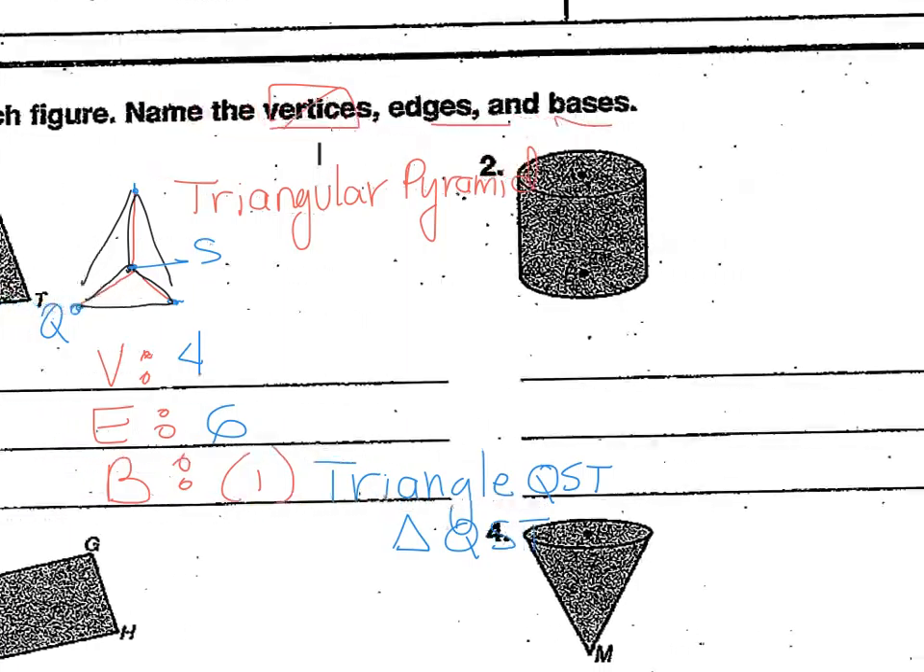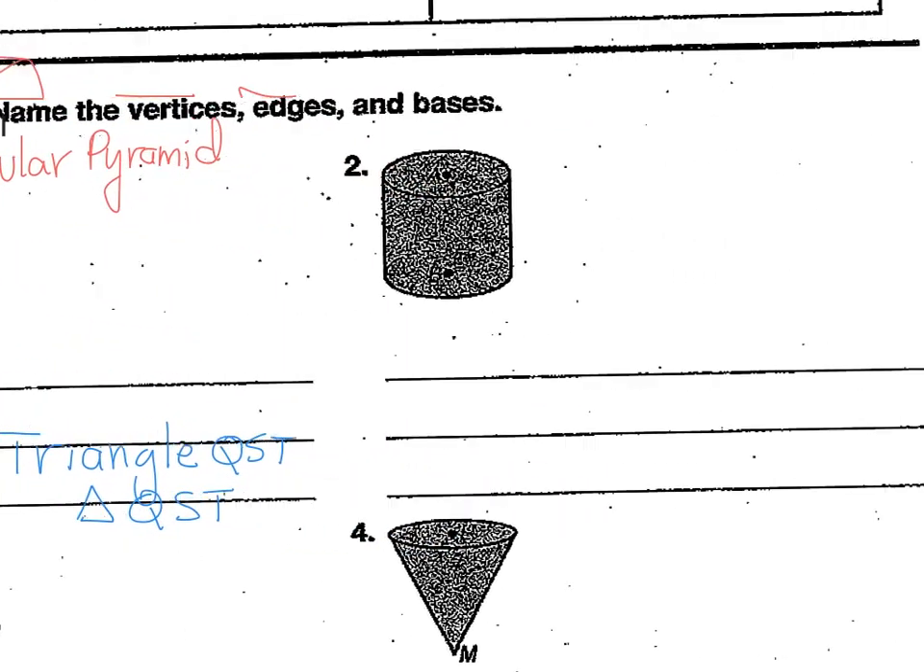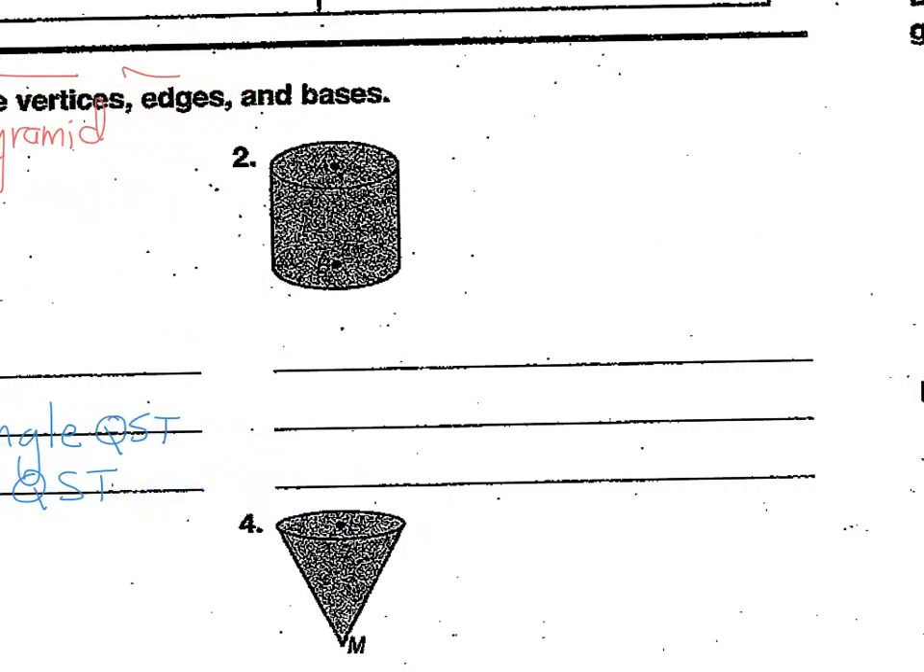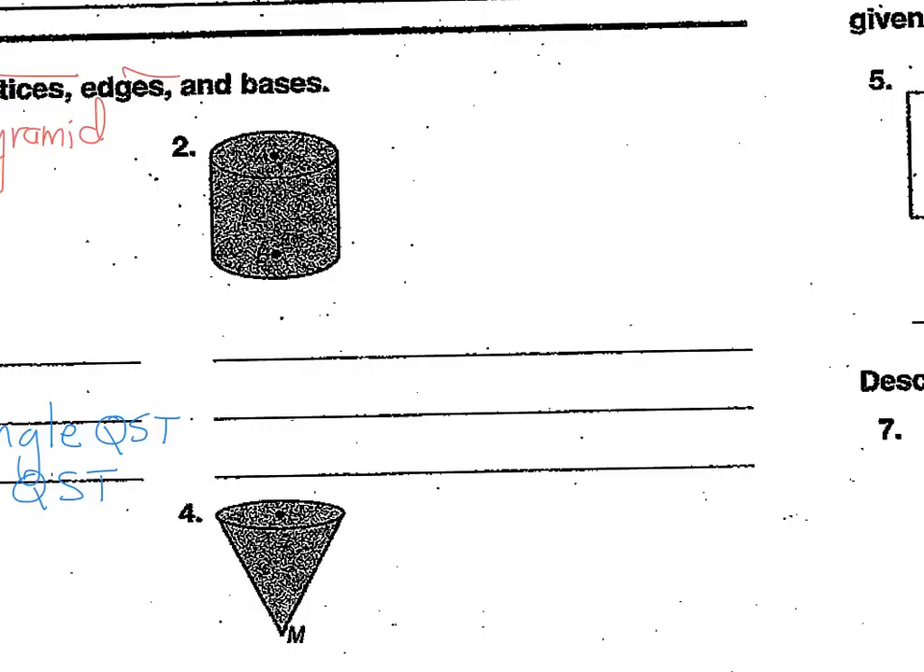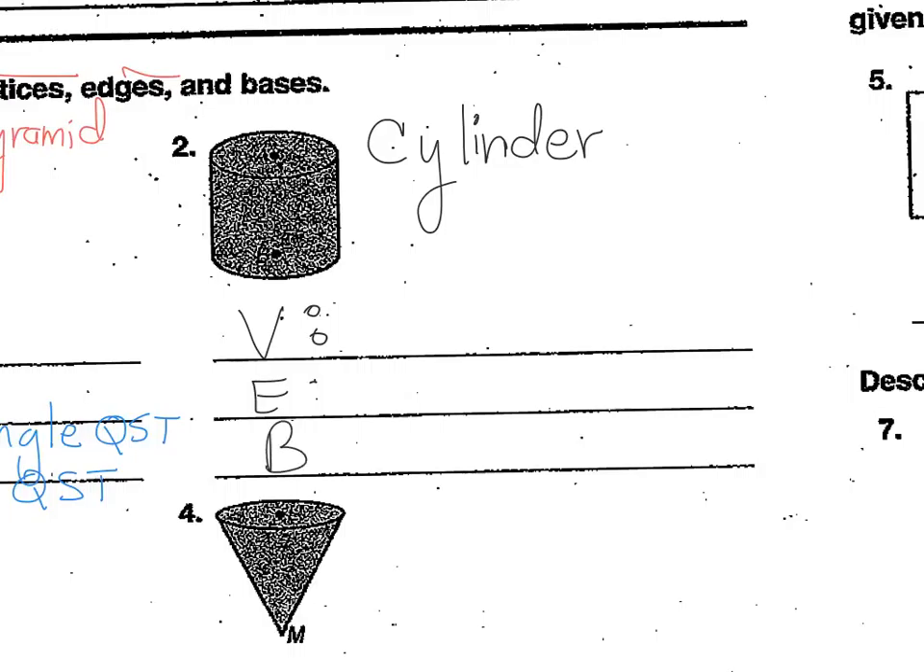Okay. So now let's move this out of the way. Let's focus on number 2. So for number 2, what is the name of that figure? It's a cylinder. Okay, it's a cylinder. And I need to get the vertices, the edges, and the bases. So, any vertices?